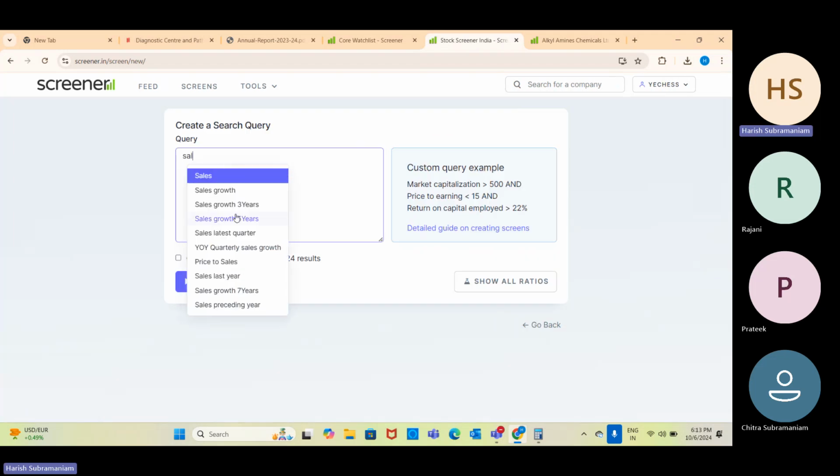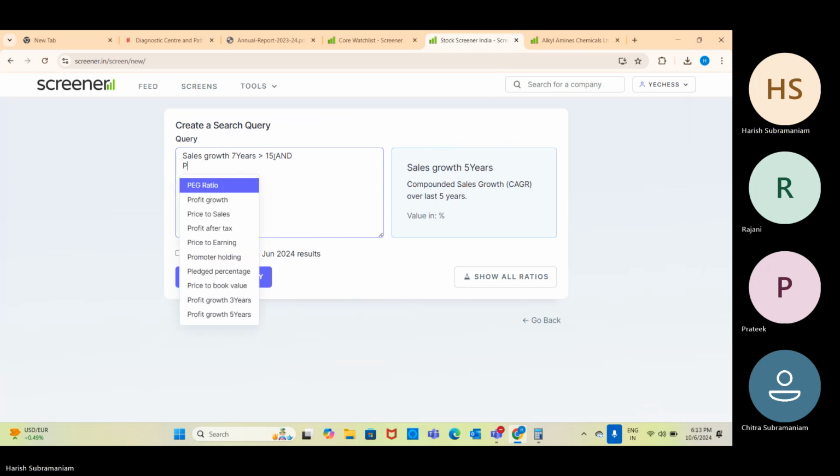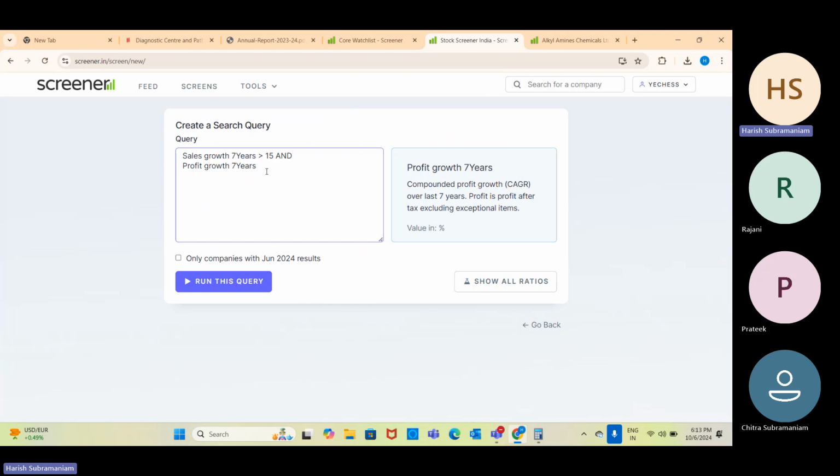So sales growth in 5 years. Let's look at a longer period. Sales growth in 7 years is greater than, say, 15%. And so you can create screens like this and see, okay, which company is doing well. So let's say more than 10% and more than 20%, right? Let's just run this query.